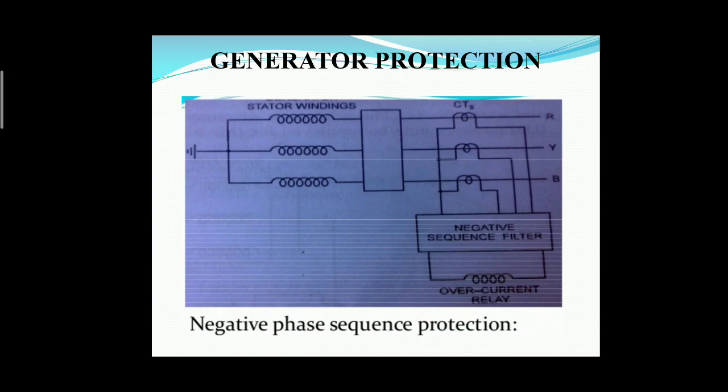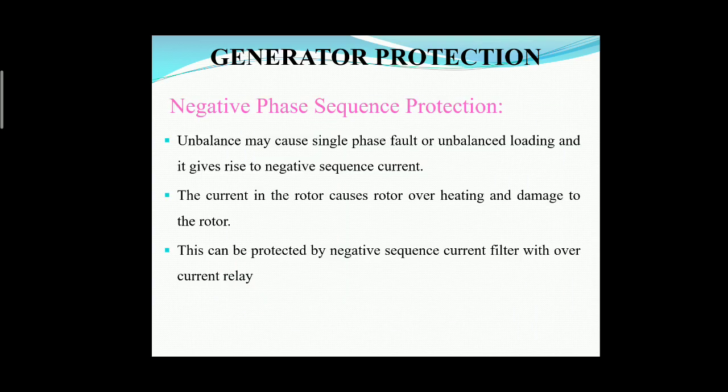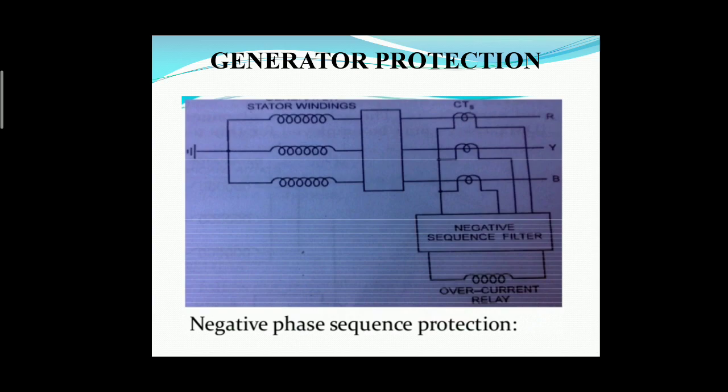When any fault or negative phase sequence is obtained in the stator winding, the negative currents automatically flow through these CTs, are filtered, and are connected to the overcurrent relays. Then the relay automatically gives the indication to the circuit breaker. If there is a problem in the negative direction, that will be rectified. After that we connect the line.